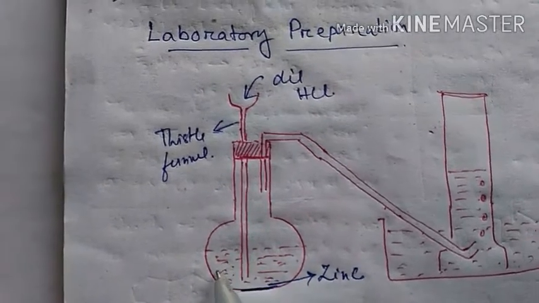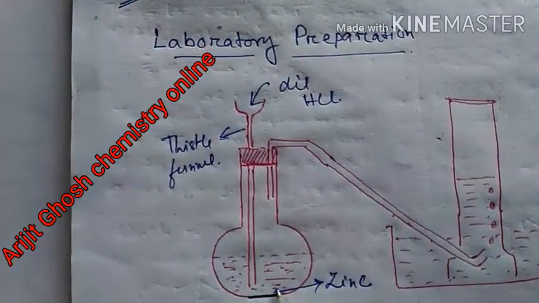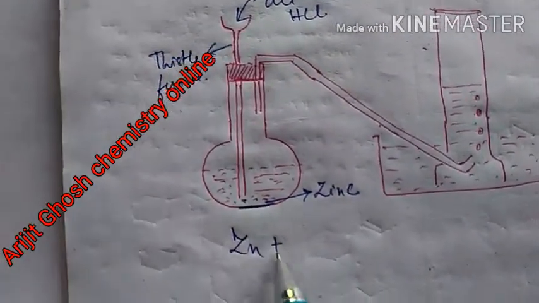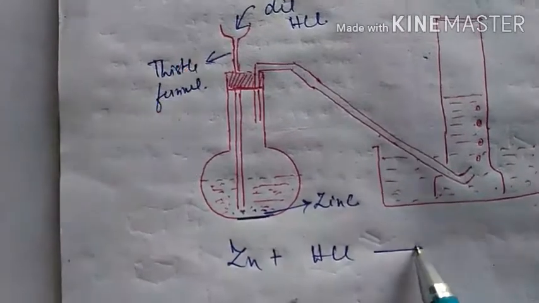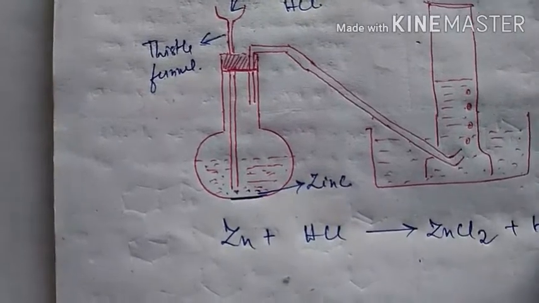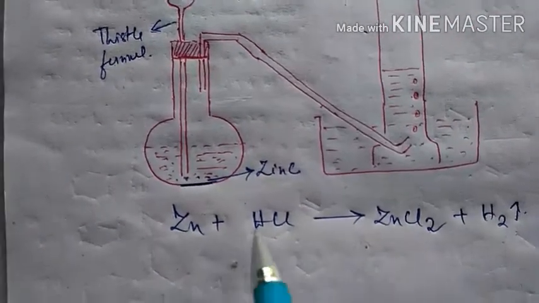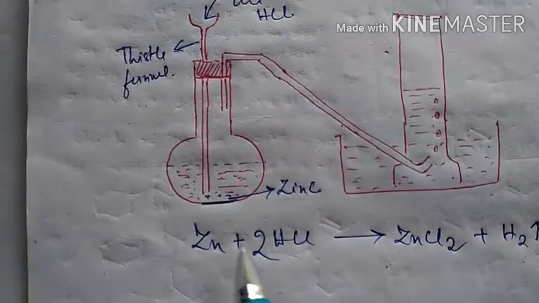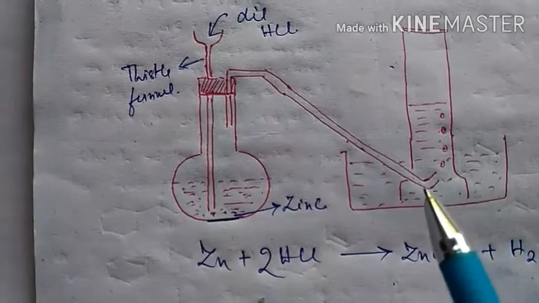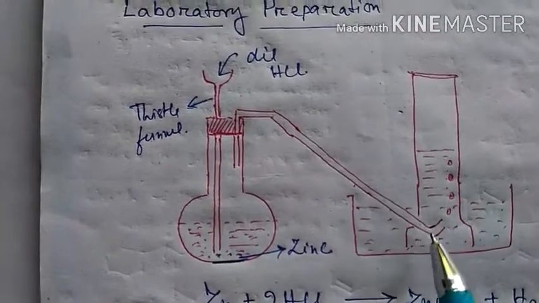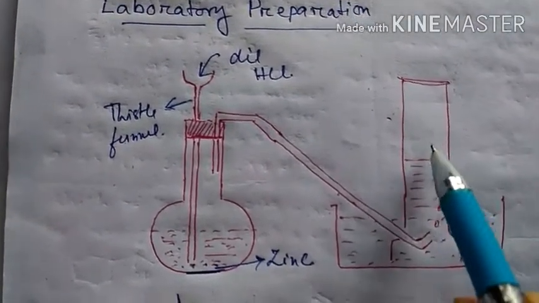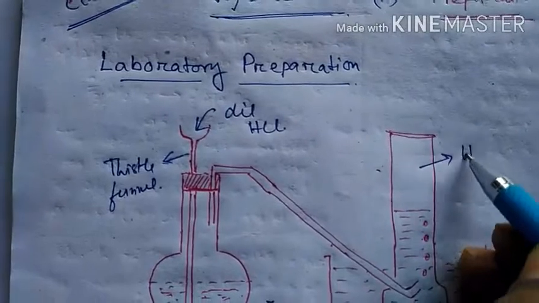This is our acid, hydrochloric acid, poured through this, and granulated zinc reacts with dilute hydrochloric acid like this: Zn plus HCl produces zinc chloride and hydrogen gas. This is our balancing, so this will be our reaction. Now actually what happens here, hydrogen is very less soluble in water, so it should be collected over water, and hydrogen will be collected over here.